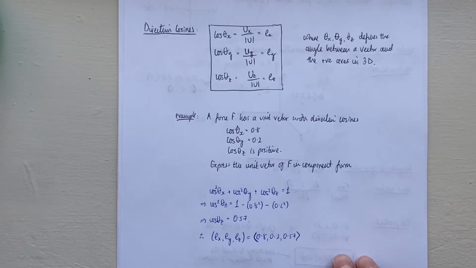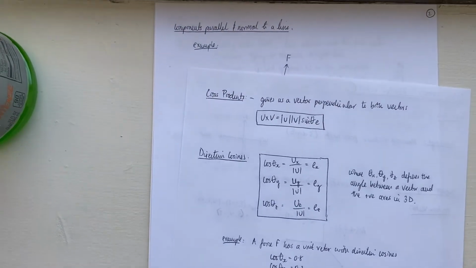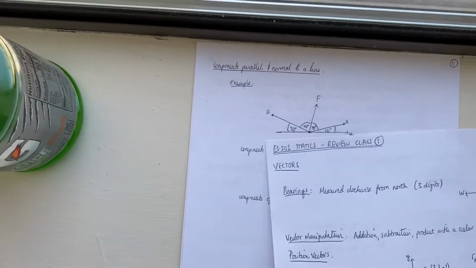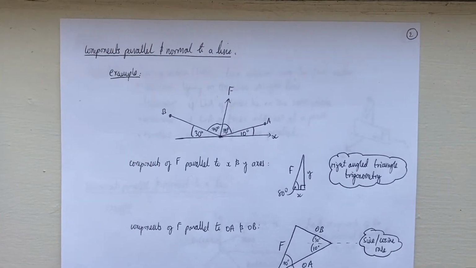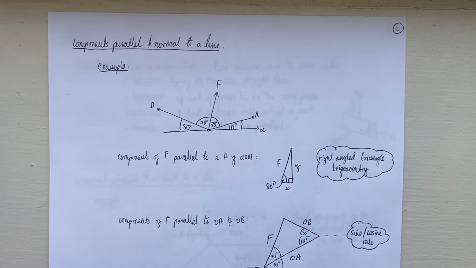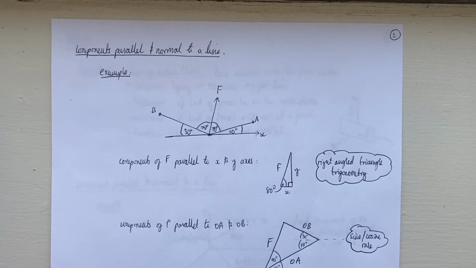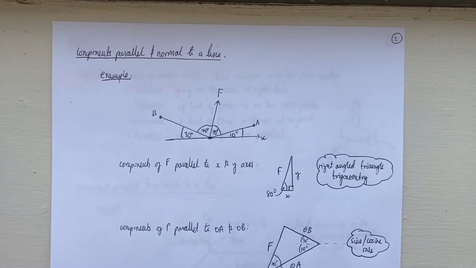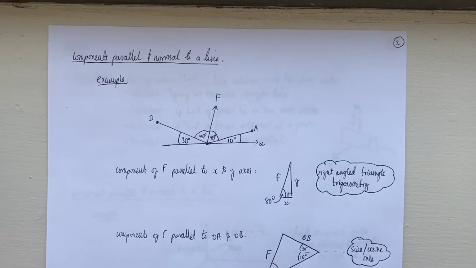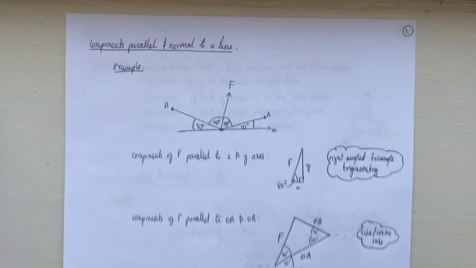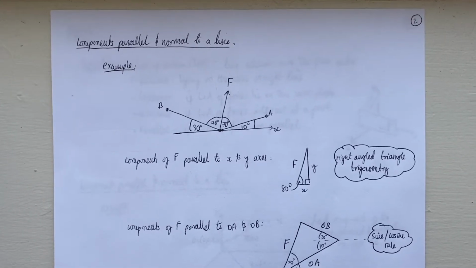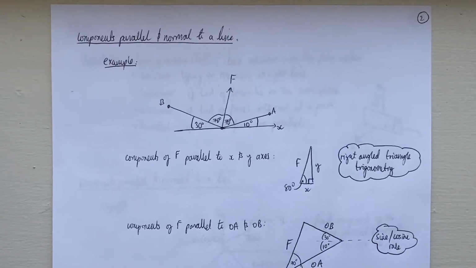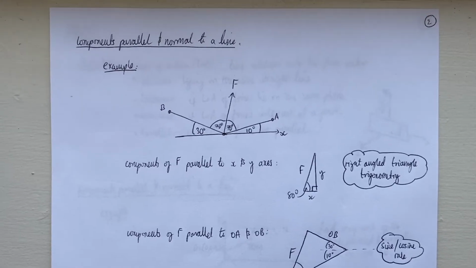So that's it for vectors. Now let's move on and look at forces. So one final thing on vectors. Let's have a quick review of how to find components of a vector parallel and normal to a line. We had an example of this in homework number 1, I think, if you'd like to go back over that.